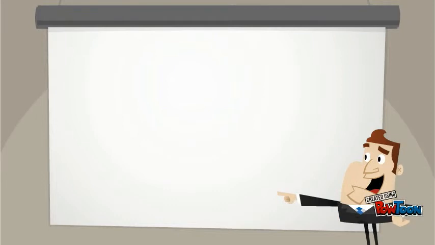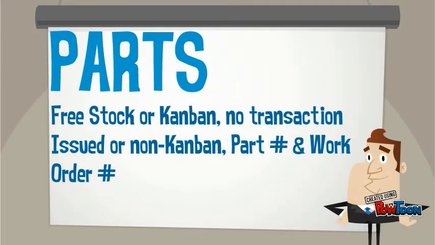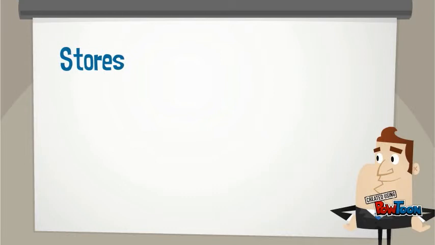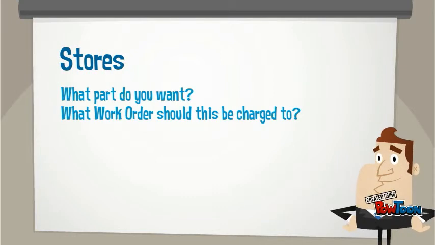The majority of the time you're repairing and or testing a unit, you are more than likely going to need to replace a few parts. Any free stock or Kanban material required during the repair of your unit doesn't need any transaction performed in MAXIMO. However, for non-Kanban or issued parts, it's required that you request and have the parts issued to the work order from stores. You'll need to provide the part number and work order number to stores. They need to know what part you want and what work order to charge it to.